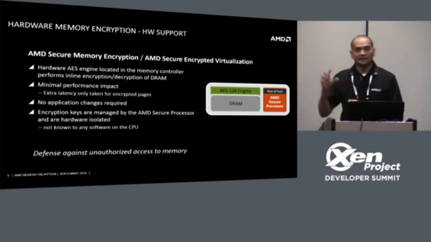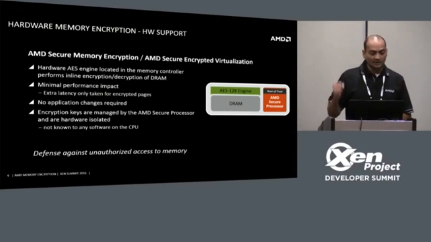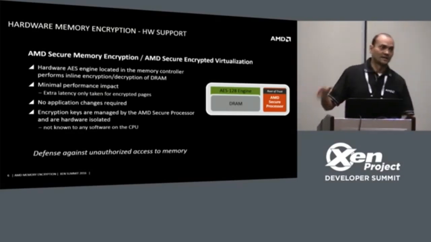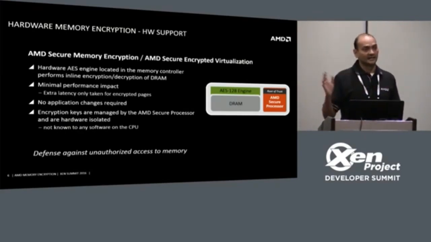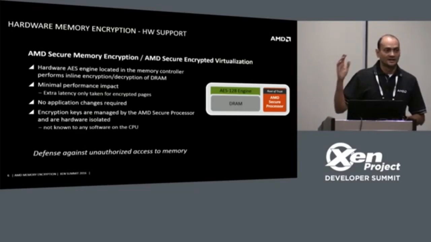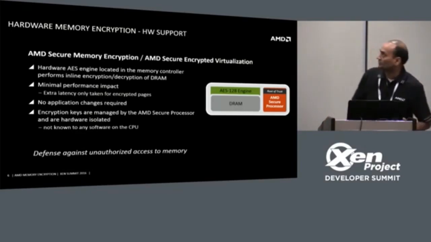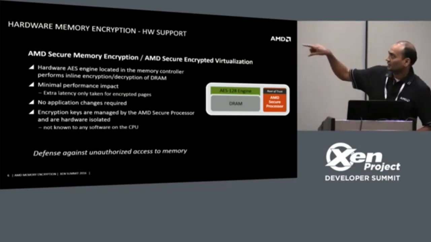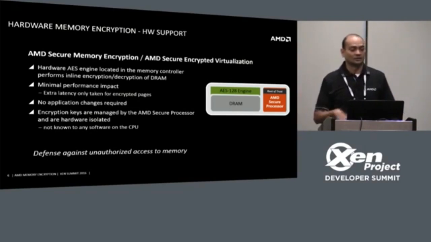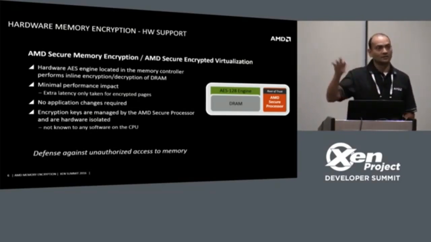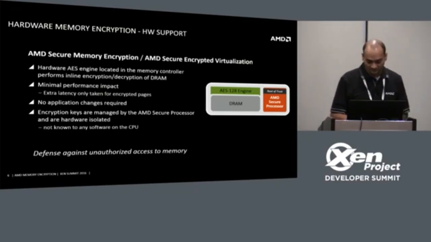The keys used for encrypting the memory are known only to the AMD Secure Processor, and the AMD Secure Processor is totally isolated from x86. x86 will never be able to see any of those keys in plain memory. That's what this diagram shows: the memory encryption engine is built directly into the memory controller. If you have multiple controllers, each controller will have its own memory encryption engine to do the encryption and decryption.